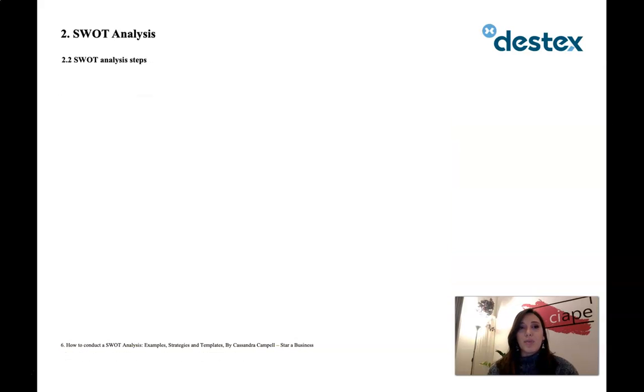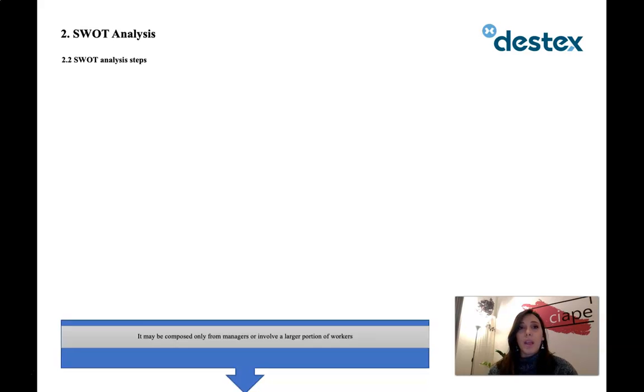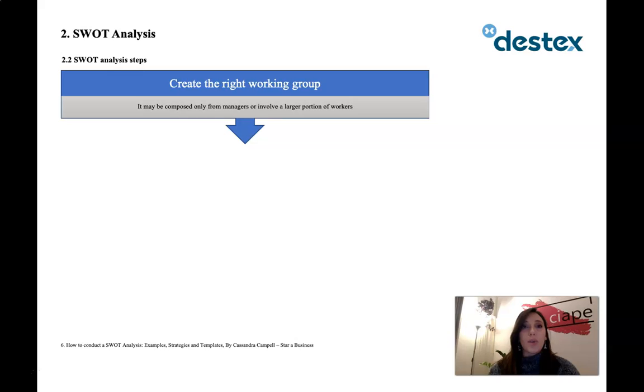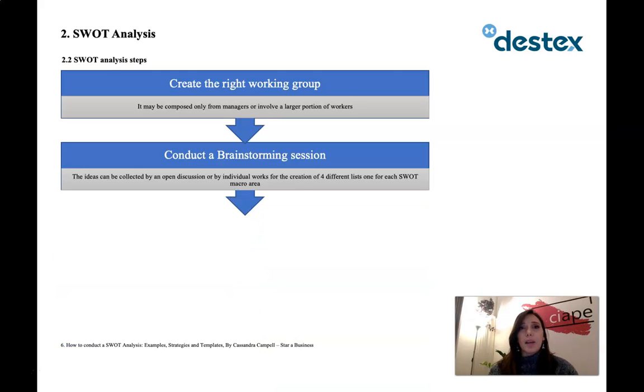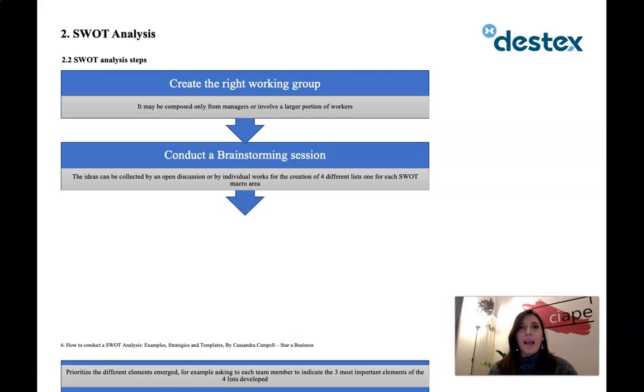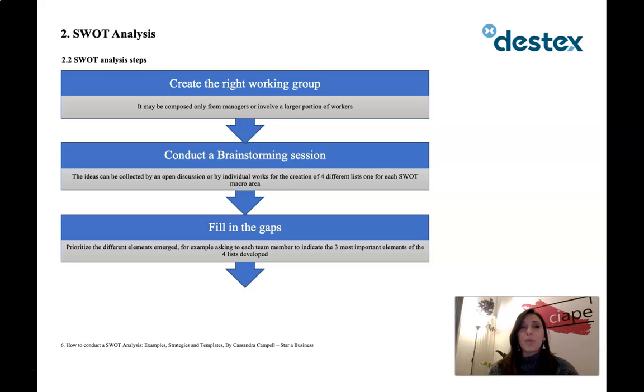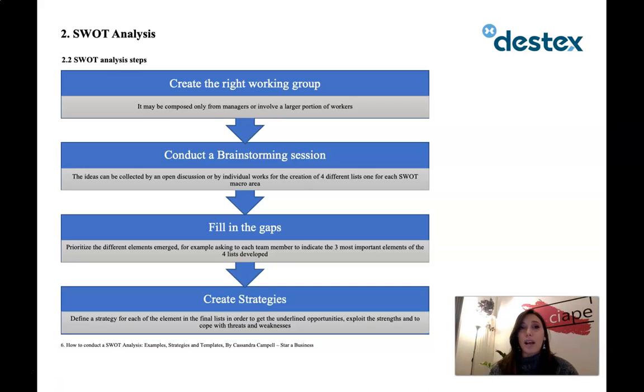An effective instrument to support a SWOT analysis is conducting a brainstorming session. First of all, the right working group needs to be created. It is important to put together an interdisciplinary team. The ideas can be collected in 4 different lists, one for each SWOT macro area. Then the different elements need to be prioritized in all of the lists in order to define a strategy to get the underlying opportunities, exploit the strengths, and cope with threats and weaknesses.